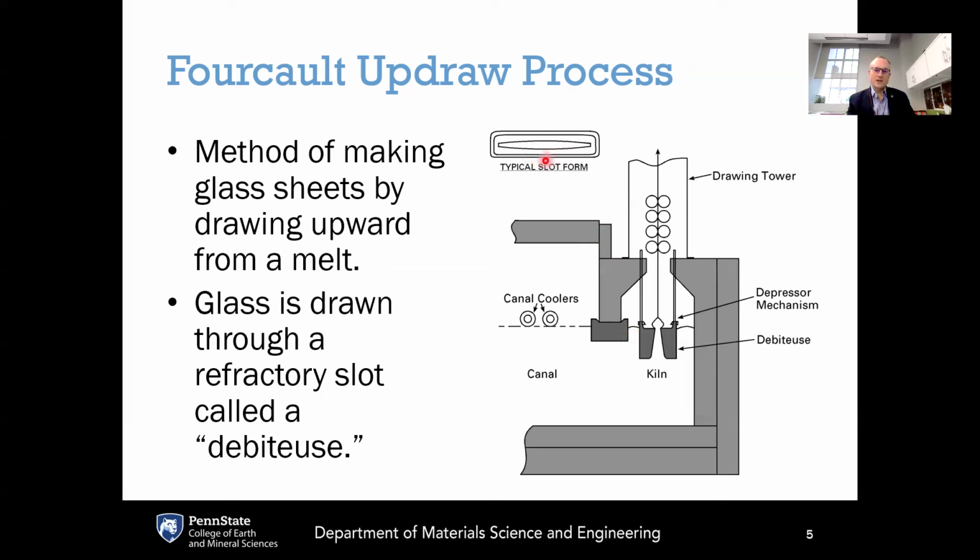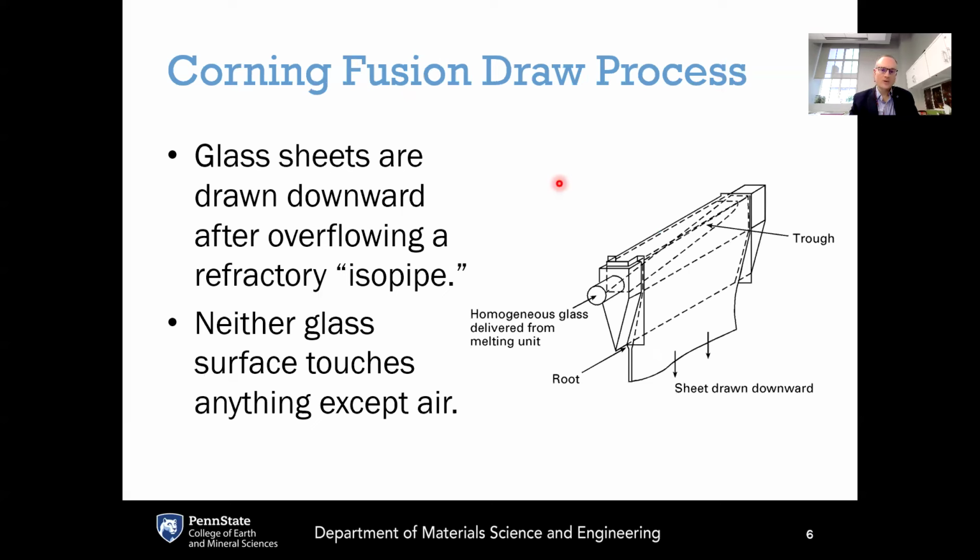So this isn't used very often anymore. You can see here a cross section of the slot form that is at the top of the W2, so you can see how the sheet geometry comes out by pulling upwards.